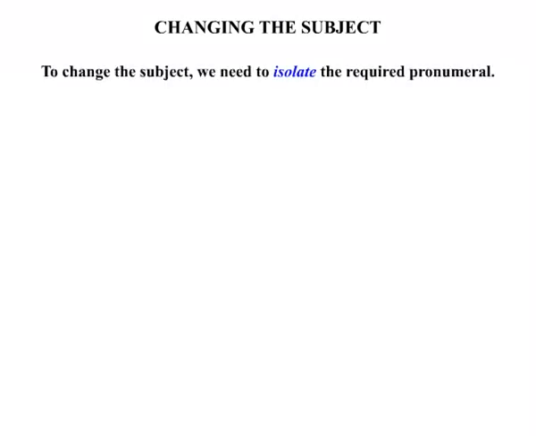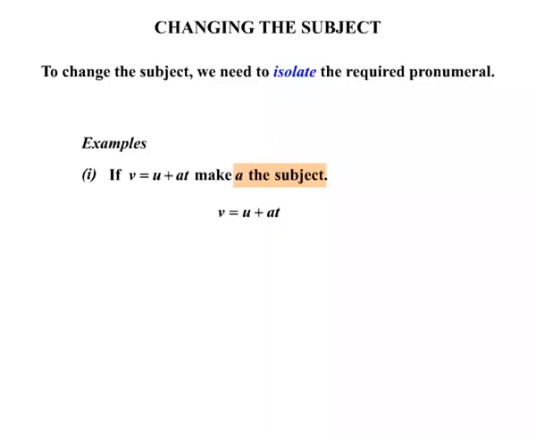Changing the subject. Now, to change the subject, we need to isolate the required pronumeral. Let's look at some examples. Firstly, if v equals u plus at, make a the subject. So let's write down the equation again. Now, if we're told to make a the subject, that means we need to get that a by itself. We need to isolate it.